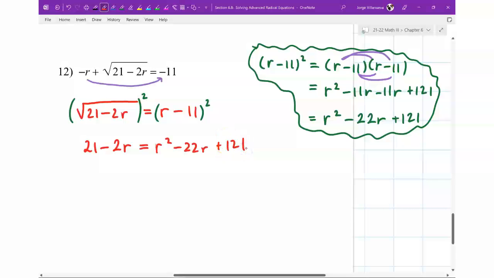So I'm going to have to move some stuff, right? I'm going to have to get this negative 2r and add it to negative 22r. And this 21 is going to be subtracted from 121. So this is what it's going to look like: 0 equals r squared minus 20r plus 100.